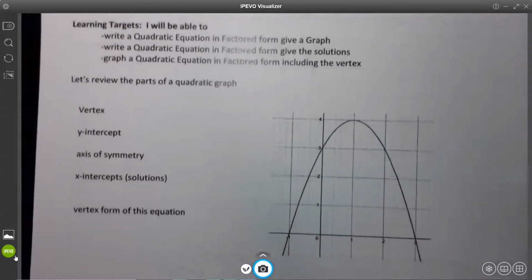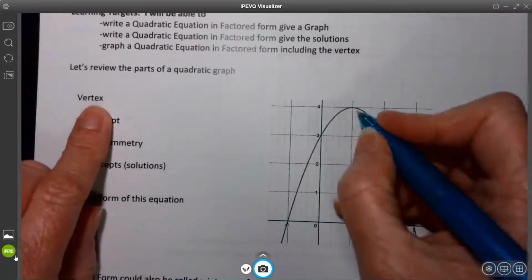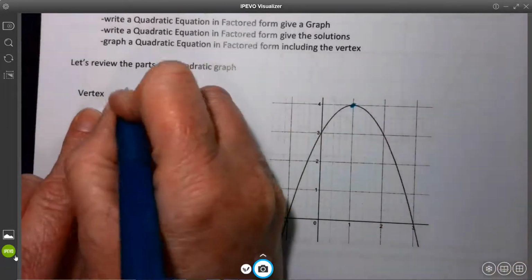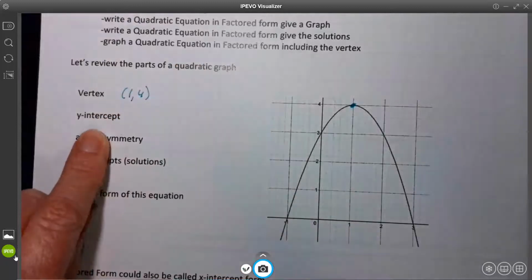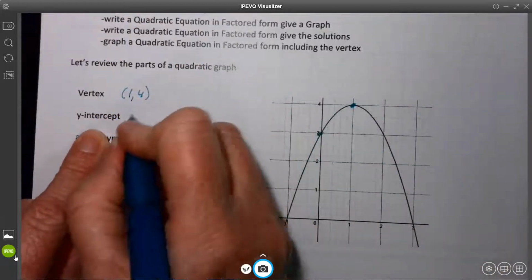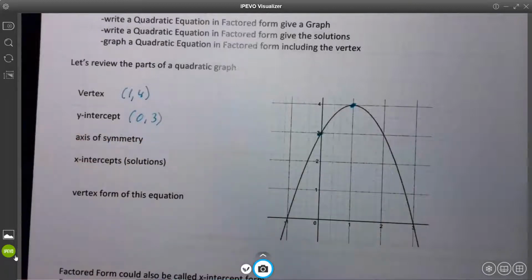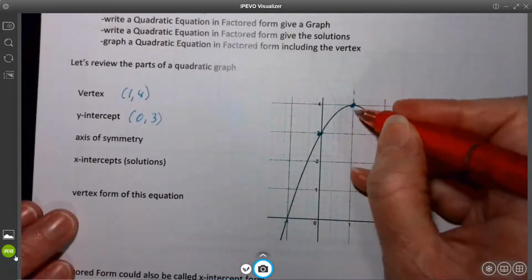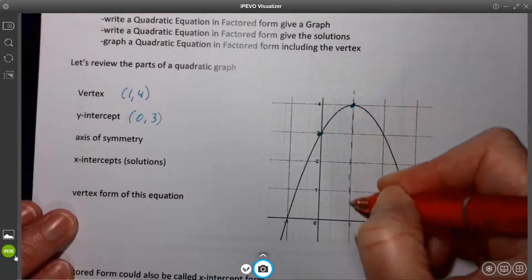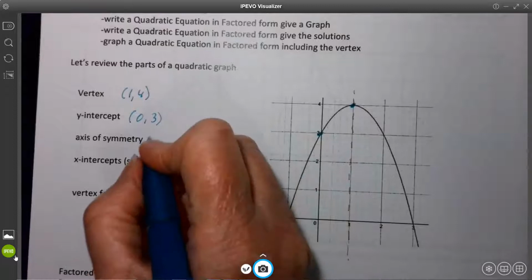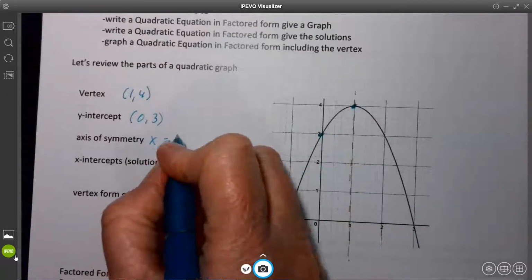Let's just review for a second. So the vertex, let's mark them as we go. Here's the vertex, and that is the point (1, 4). My y-intercept right here, that is the point (0, 3). My axis of symmetry goes right through the vertex. We're going to need to remember that. So that's x equals 1.